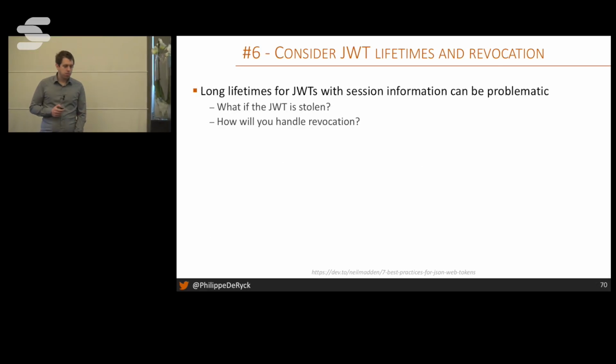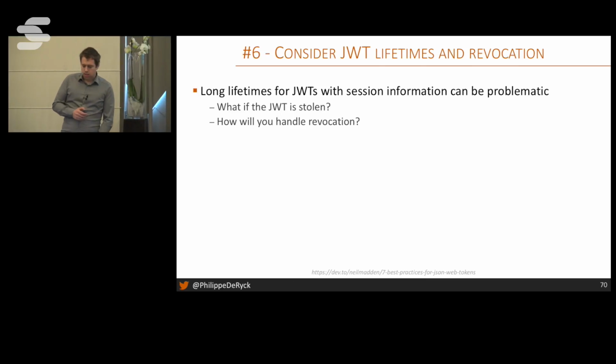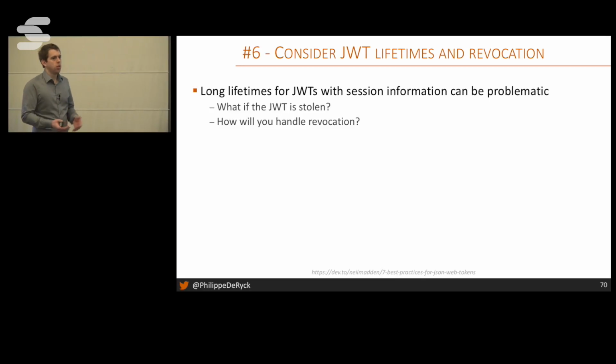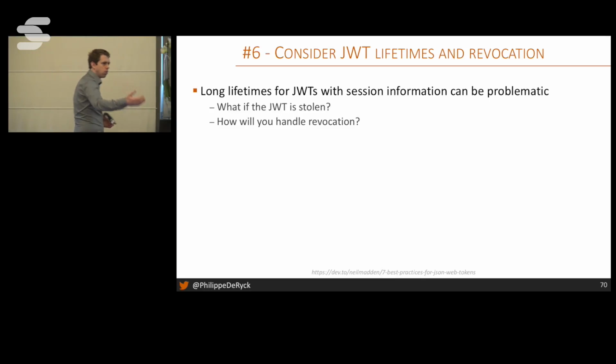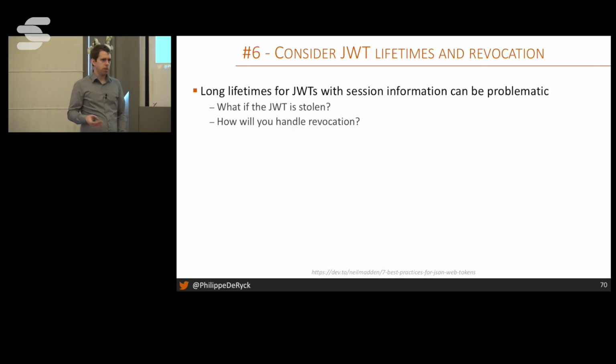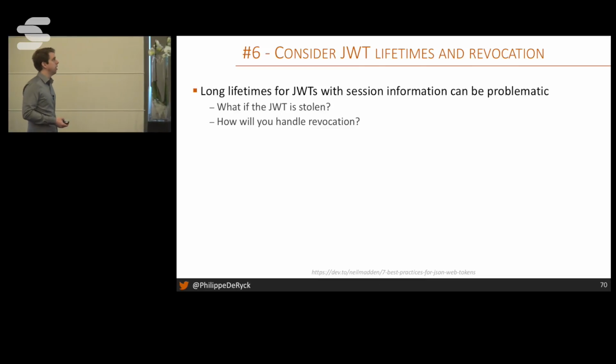Best practice number 6. What about lifetimes and revocation? So how do you handle that? It's especially problematic. If you issue JWT tokens with a lifetime of 5 minutes, it's not going to be a problem. But if I give you a token that's valid for 5 months, what happens if you get compromised tomorrow? I don't know where the token is. You have it, but I know that a few users have been compromised. I want to revoke access. I want to reset their sessions. There's no way for me to do that.